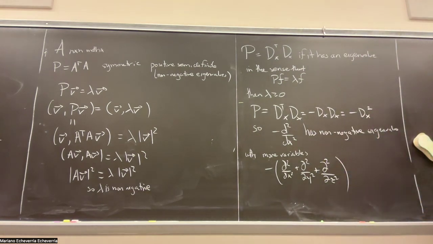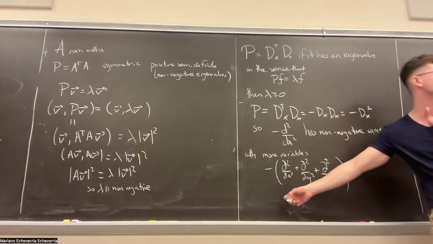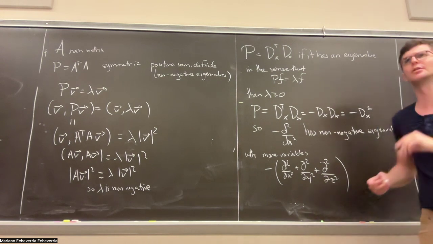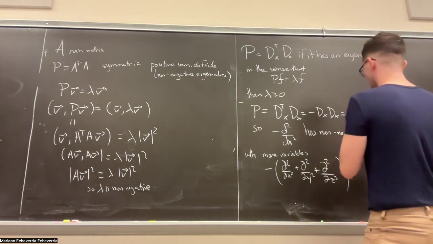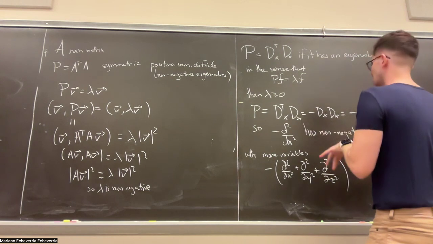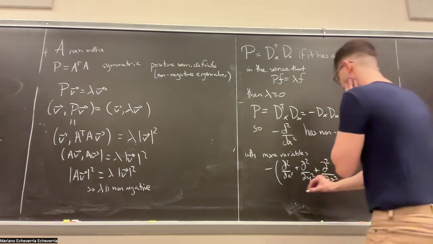It has no negative eigenvalues, but I don't know if you have seen this one before. This is like the Laplacian, right? So what you prove here is that minus the Laplacian has non-negative eigenvalues.